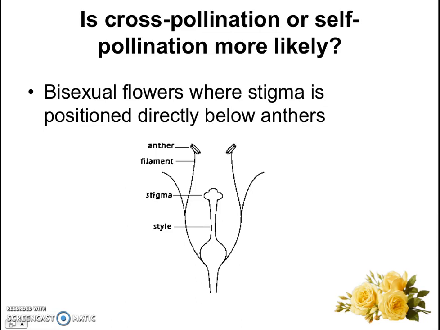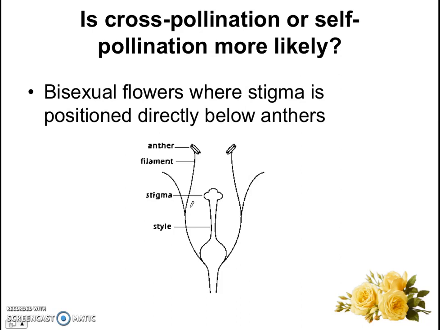In some plants, they have bisexual flowers, so both male and female parts in one flower, and the stigma is positioned directly below the anther. So here's the stigma, here are the anthers above. So what do you think? Cross or self-pollinate?